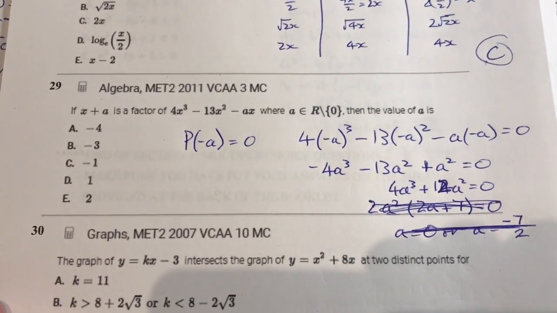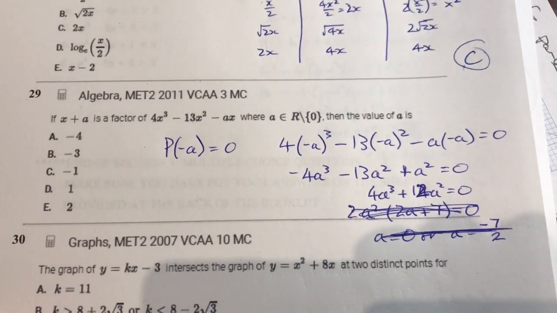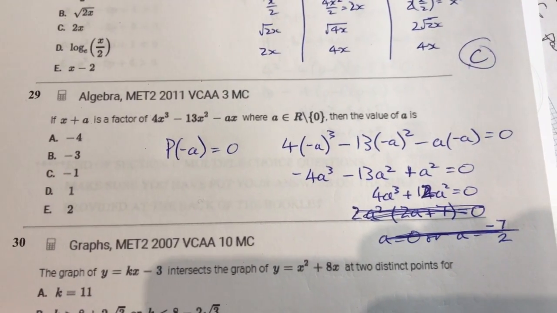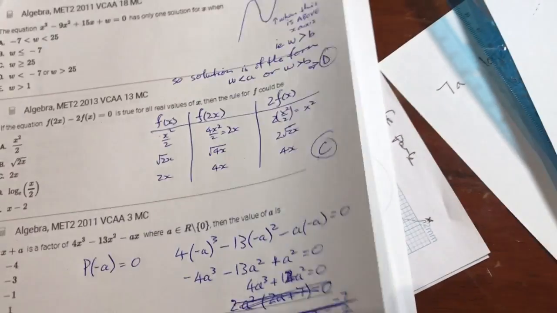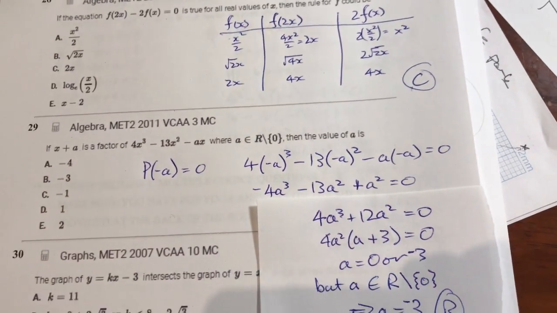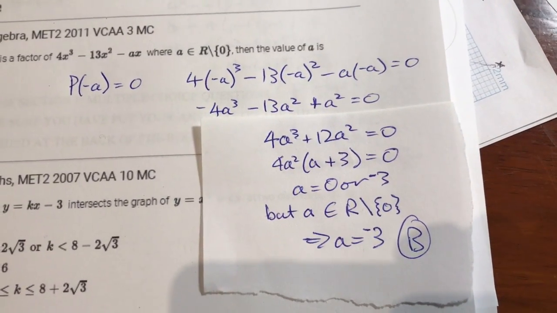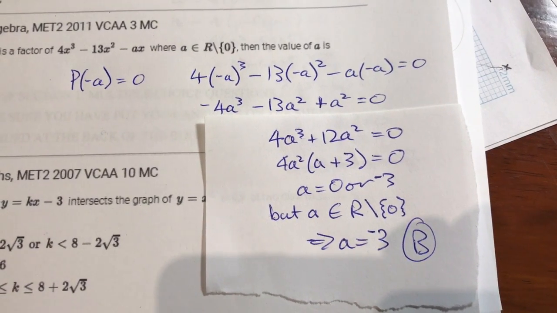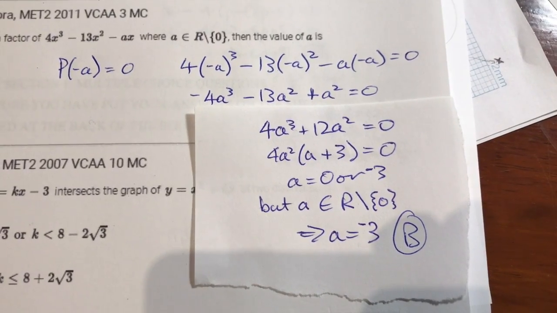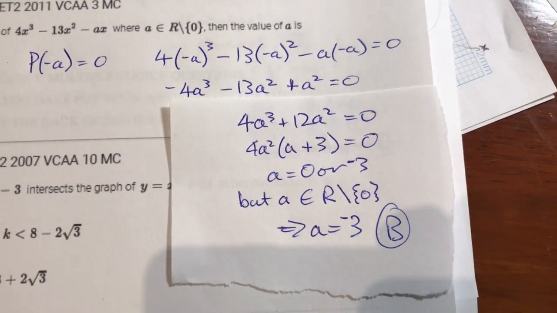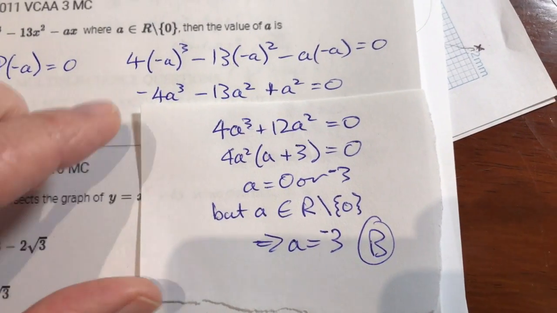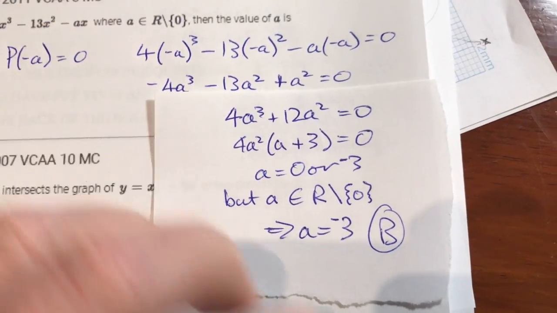Question 29. Factor theorem. So P(-a) has to equal 0. Substitute minus a in, and I stuffed that up. So I'll quickly put that bit there to finish it off. So that simplifies down to a is equal to 0 or negative 3, but in the original question a had to be any real value except for 0, so that means that only B is to be considered.